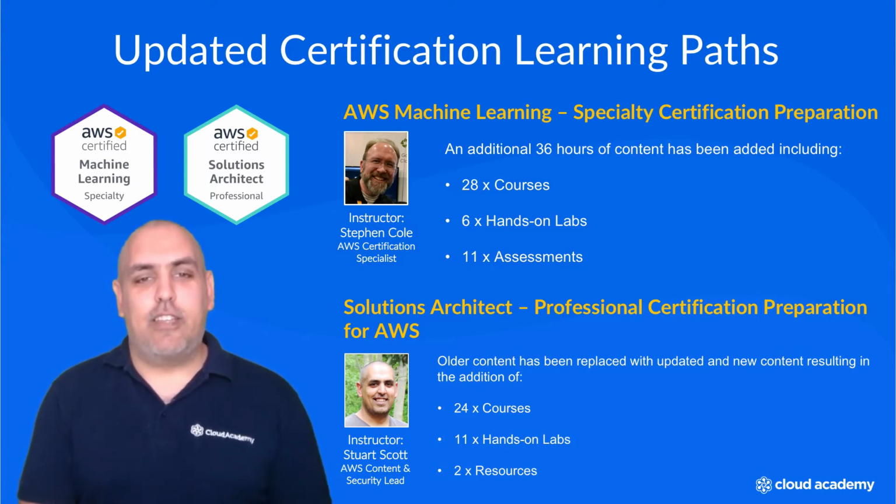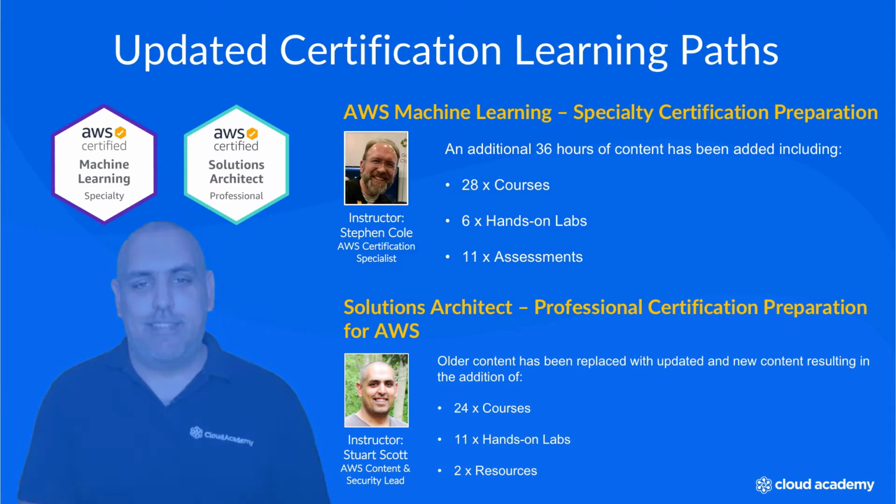Our AWS Solutions Architect Professional Learning Path has also seen a review of content, replacing older content with updated and newer content. 24 courses have been added, 11 labs, and 2 resources. And by making these changes, the learning path will now deliver a more focused approach to tackling the domain assessment points outlined within the AWS exam guide.